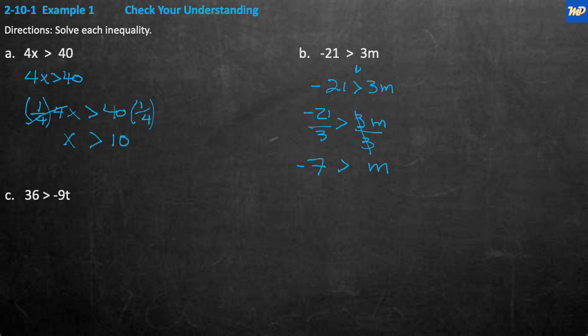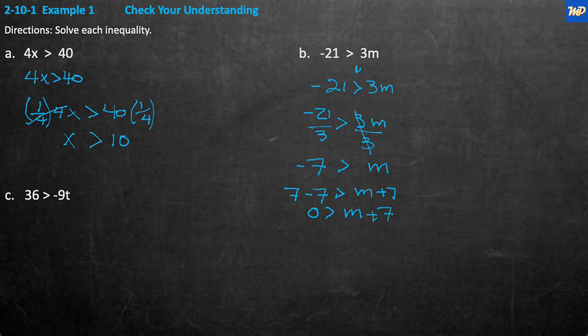Let's go ahead and do this. We have negative 7 on this side. In order to get rid of this negative 7, we're going to have to add 7. So 7 minus 7 is greater than m plus 7. Now we're going to have 0 on this side. The 7's cancel, and so now we have 0 is greater than m plus 7.